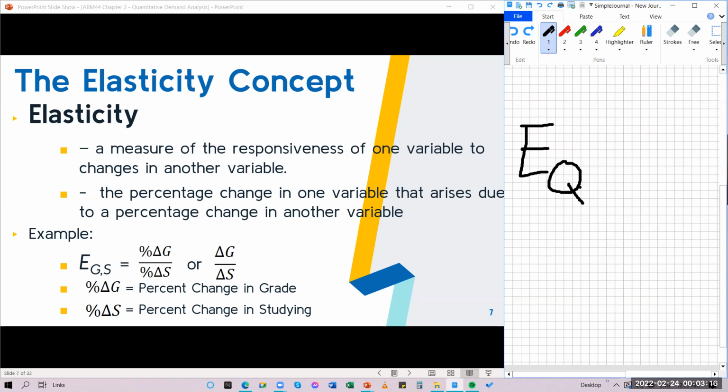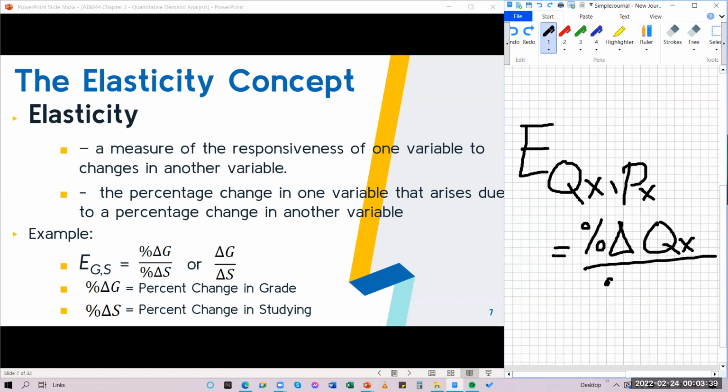So for example, a quantity of x and a variable. Let's have price, Px. So this is the formula: elasticity is equal to the percentage change in quantity demanded over the percentage change in price of x. So this is its formula.